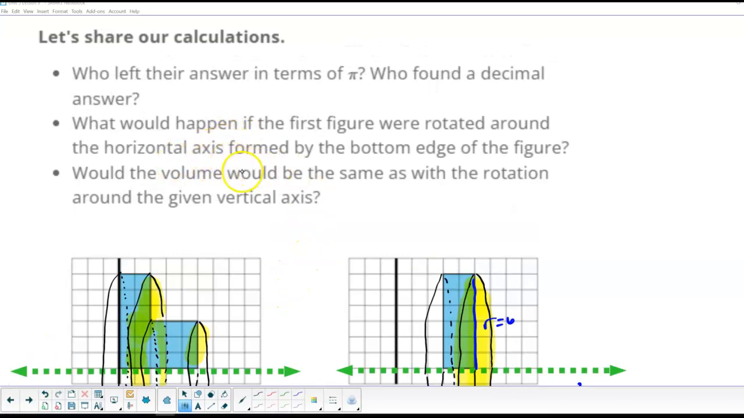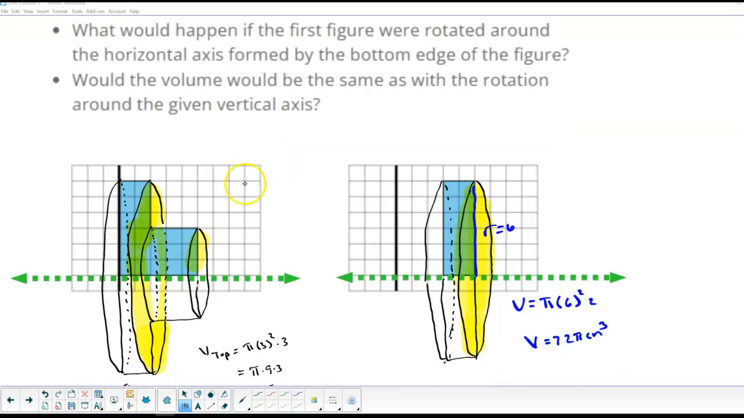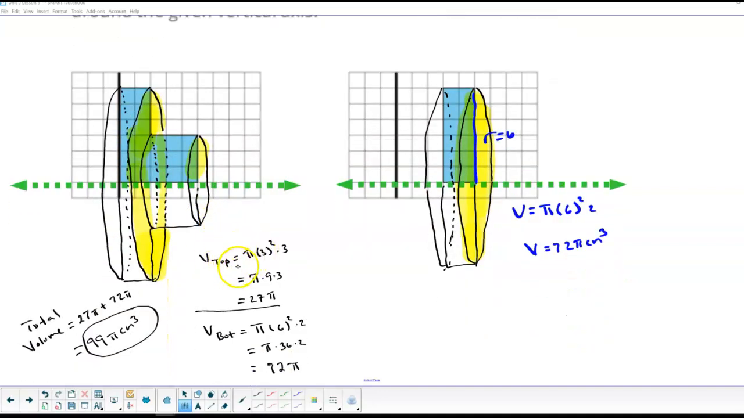So let's take a look here. What if we rotated around the horizontal axis at the bottom? So I drew that in right at the bottom of the original figure. If it was rotated down, again, it still looks like that two-tiered cake flipped on its side. We get a small cylinder on top, a larger cylinder on bottom. We would find the volume of the top and the volume of the bottom. You can see that they're different radii and different heights. So the volumes do not have to be the same. They could be, but they don't have to be.